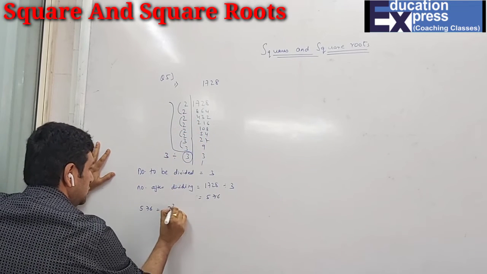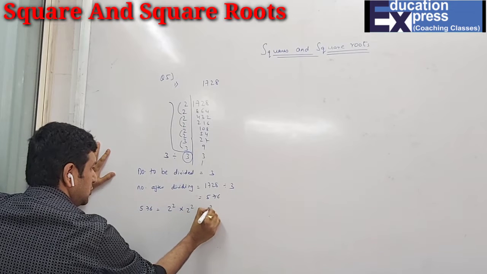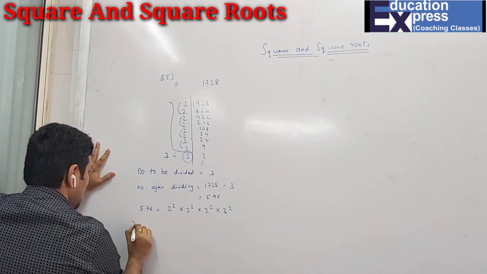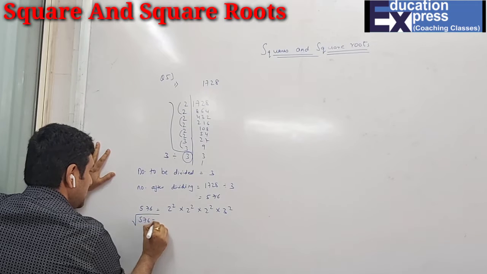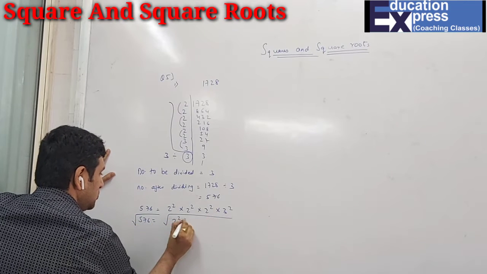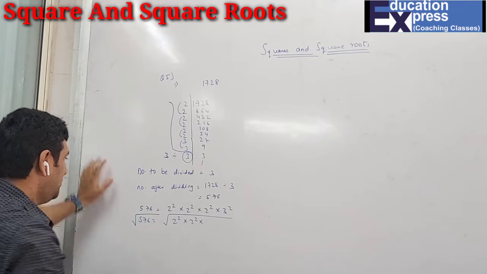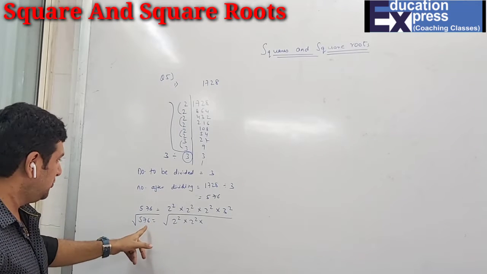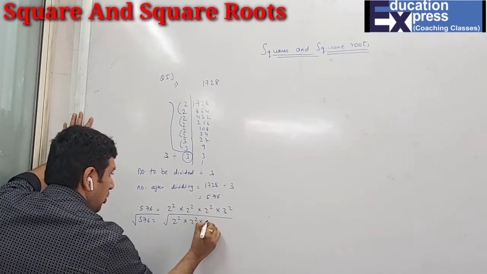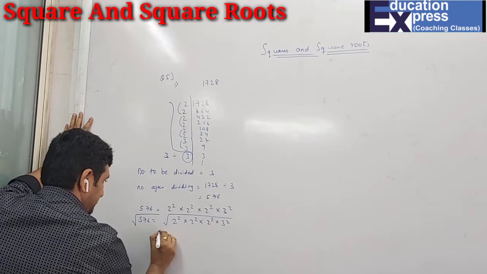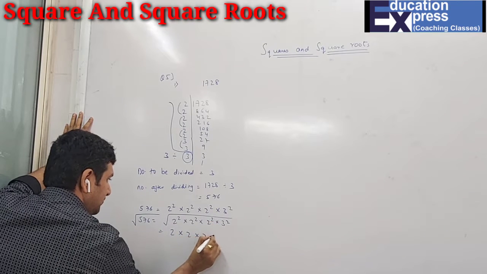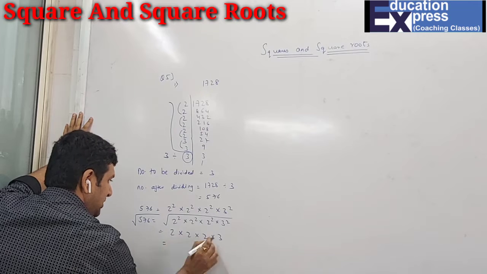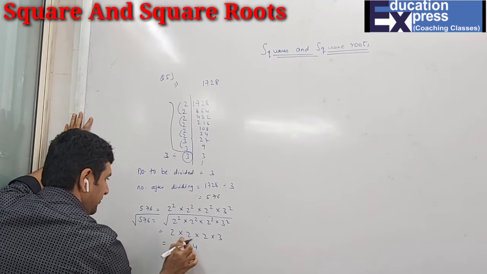That's all. 2, 2, 2 and 3. So under root 576 will be under root 2 square, 2 square. That means when you are putting a square root over here, you have to put the square root on the other side also. Always. And that will be 2 into 2 into 2 into 3. That is 8 3s are 24, is the answer.